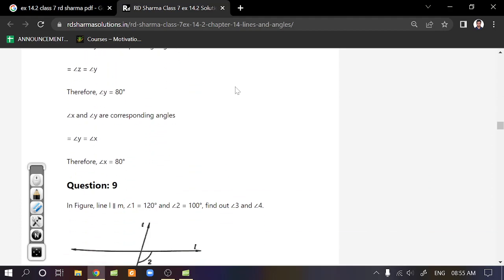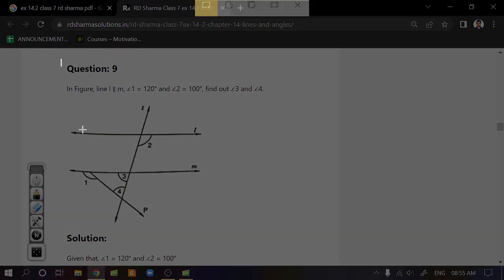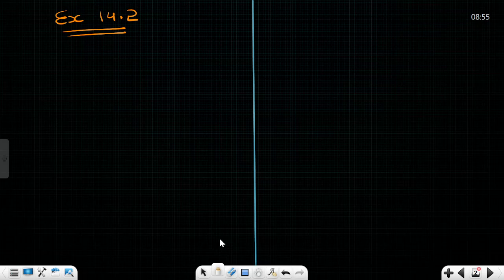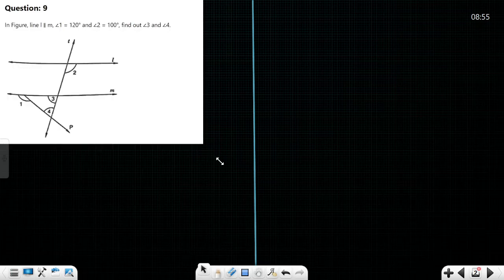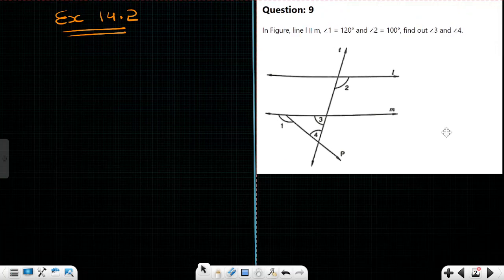Question number 8, na? Question number 9. Let me copy this question and then paste it directly on our screen so that you can see.